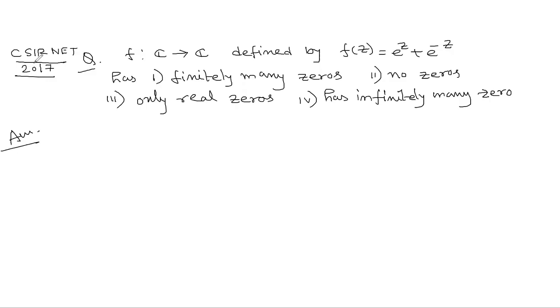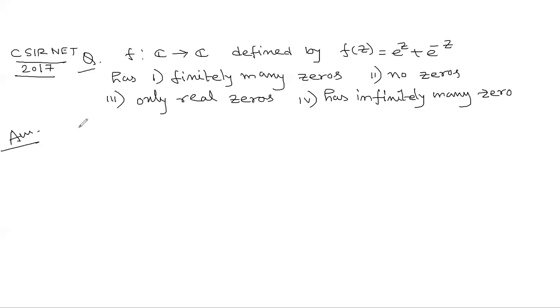Next, we'll solve a question from CSIR NET 2017. A complex valued function of a complex variable is given as e power z plus e power minus z. Now what are the options we have to choose correctly? Finitely many zeros, no zeros, only real zeros, and has infinitely many zeros. So here the question is about determination of the zeros of the function and the number of zeros of the function.